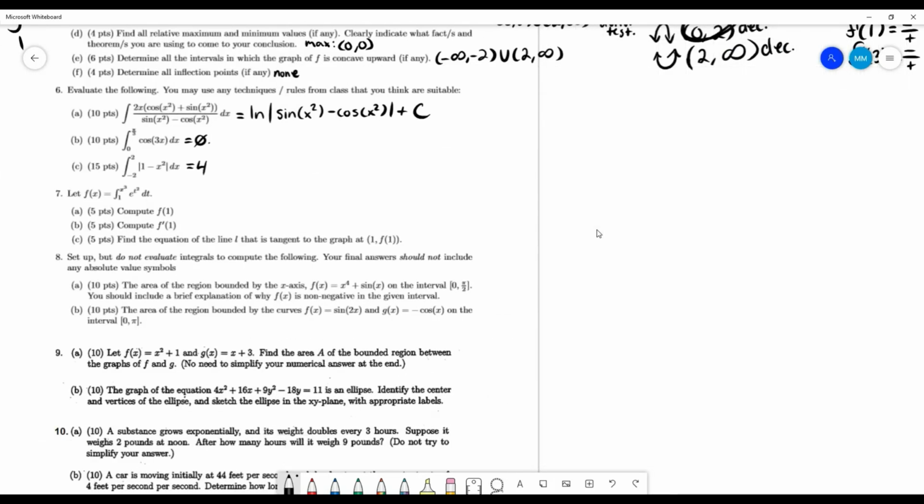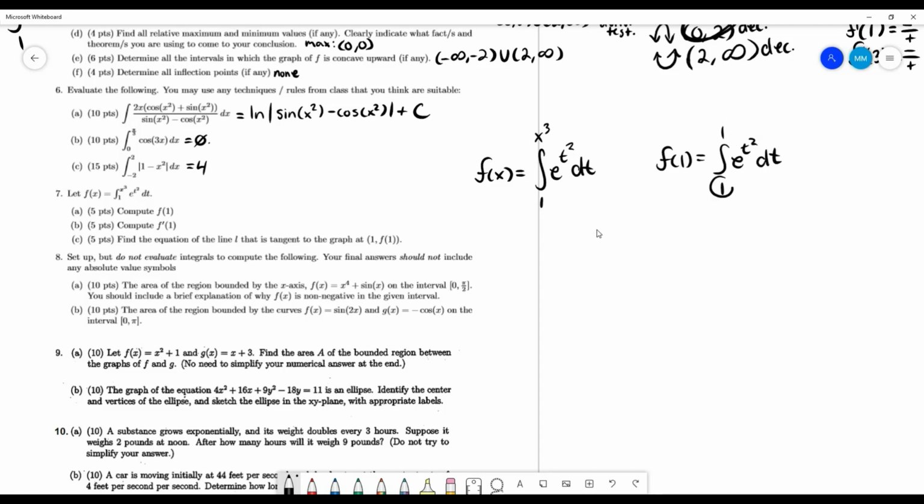Now this next one's a little different than we're used to. It says f of x equals the integral from 1 to x cubed of e to the t squared dt. Okay, so we first want to compute f of 1. So I'm just going to plug in a 1 for x, so f of 1 is going to be the integral from 1 to 1 cubed, which is just 1 to 1.